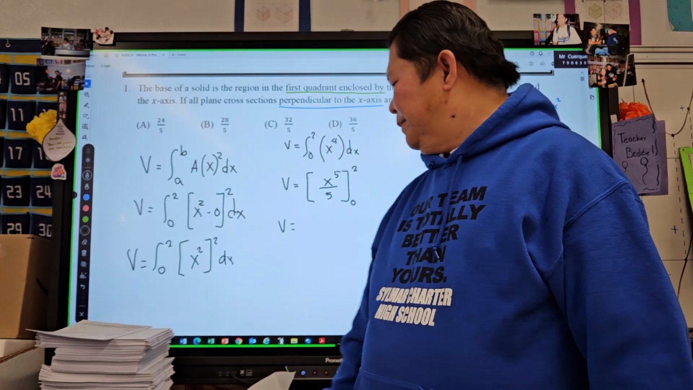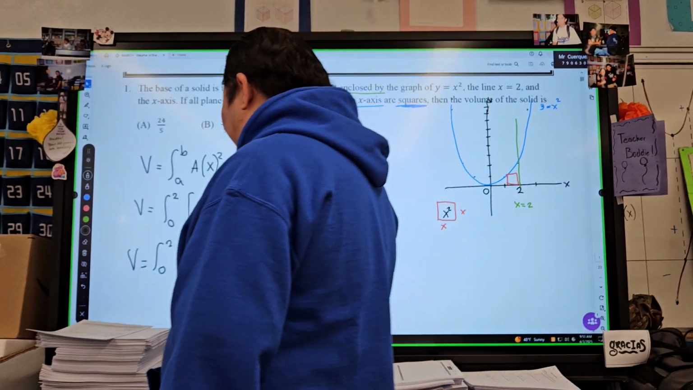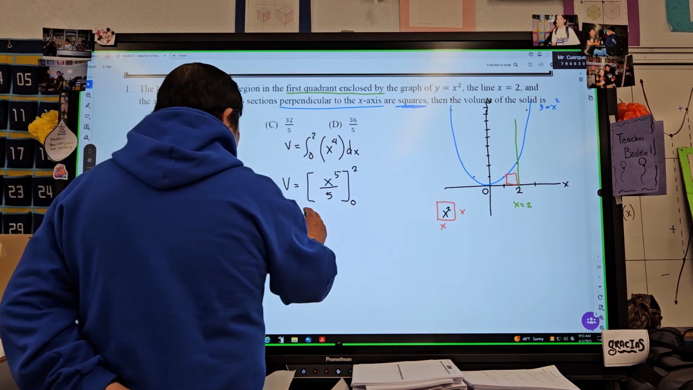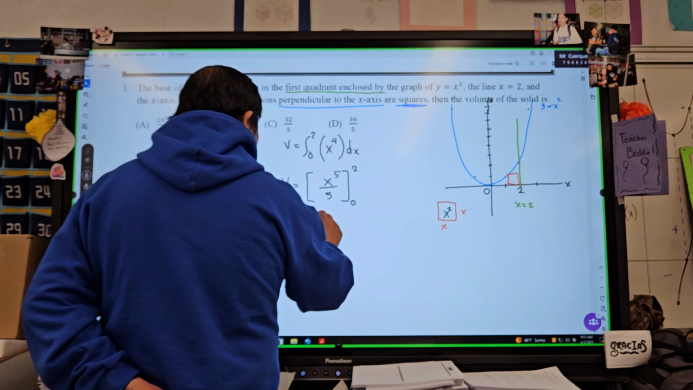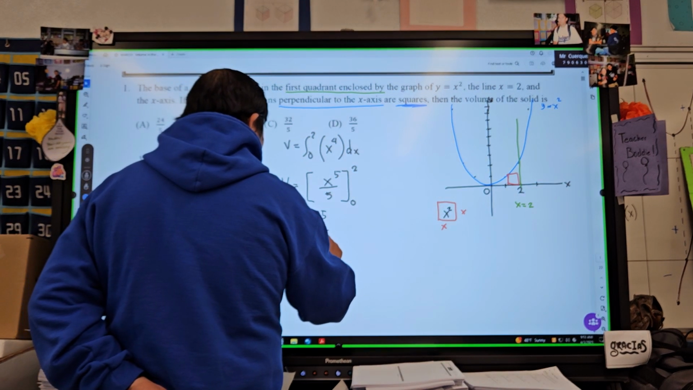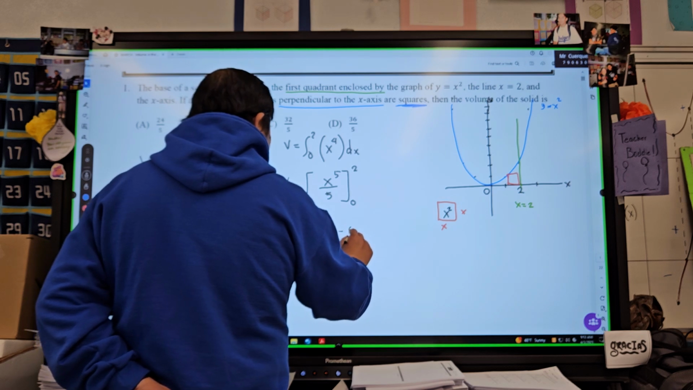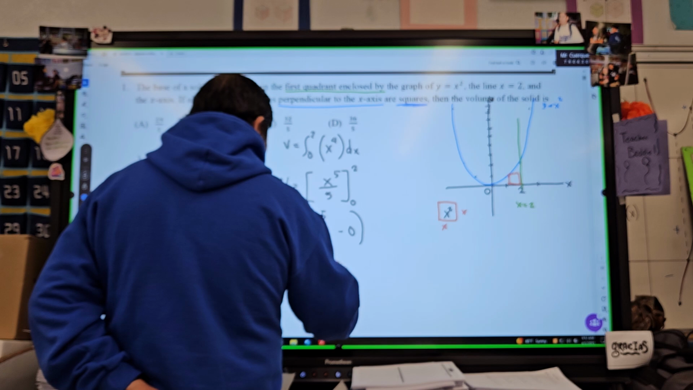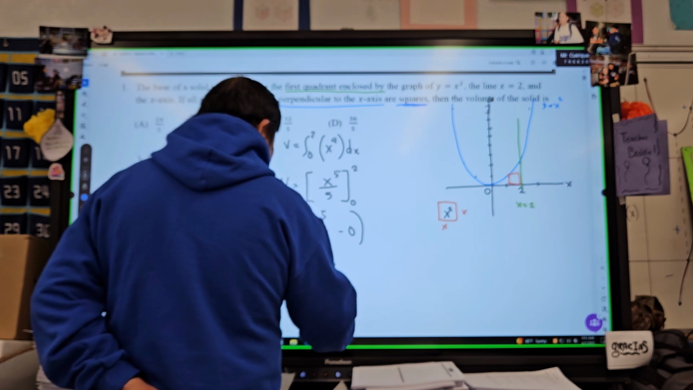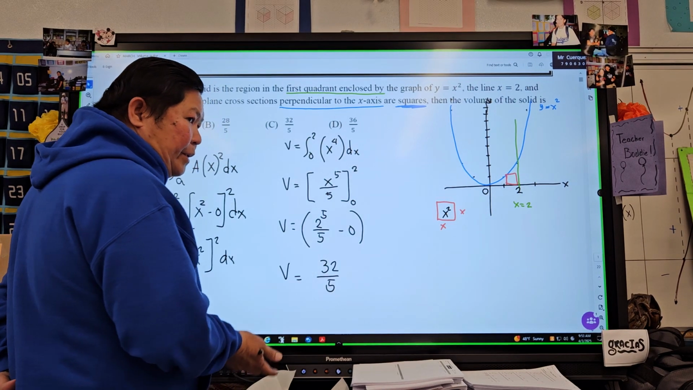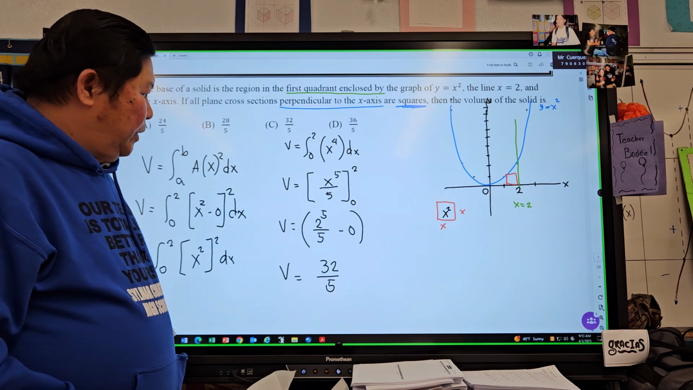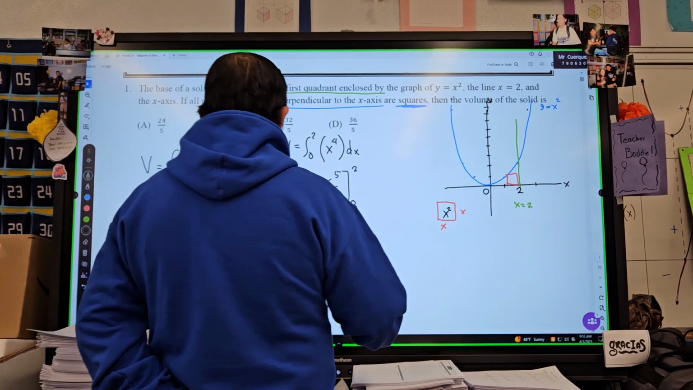Volume. So we say, plug in now. We have 2 to the power of 5 over 5, right? And then minus 0. So the volume is equal to 32 over 5. And indicate the units all the time. Cubic units, okay? Volume, cubic units.